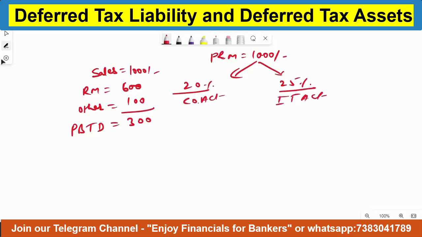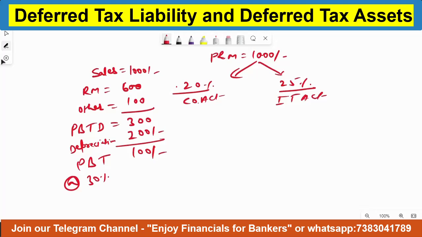So now 300, now you see friends, the 20% depreciation means 200 rupees depreciation to be provided, right? What depreciation is, we will discuss in detail in a later video, but here you see the depreciation that 20% they have provided. So now this 100 is what? Profit before tax. Now if we assume that 30% is the tax, then the company has to pay 30 rupees tax. So this 70 rupees is profit after tax.